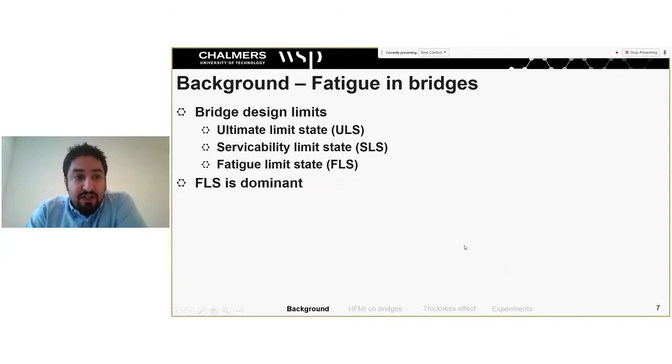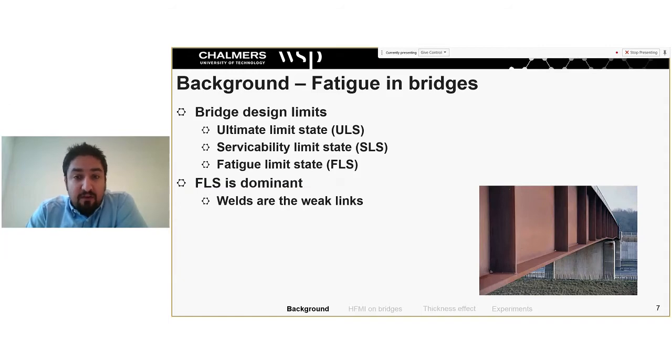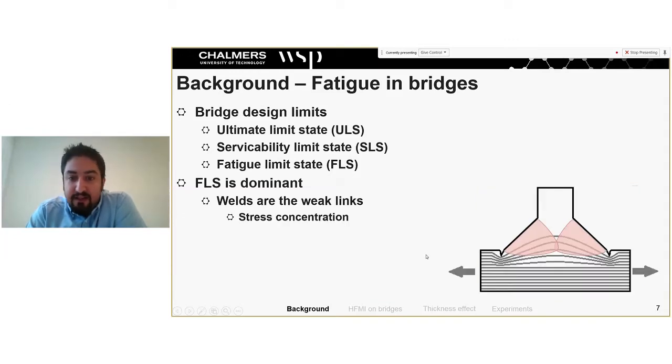Now, in many steel bridges, fatigue is the dominant design criterion, which means it determines the amount of material that is needed. And the reason is that we have welds in our bridges, and welds are weak links. And with today's technology, we cannot avoid welds. And the reason they are weak links is because the change of geometry causes some stress concentration at some sensitive areas, which I try to show here.